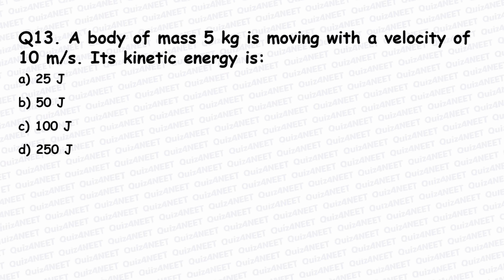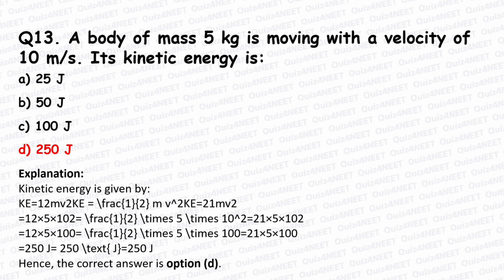Q13. A body of mass 5 kilograms is moving with a velocity of 10 meters per second. Its kinetic energy is: A, 25 J; B, 50 J; C, 100 J; D, 250 J. Answer: D, 250 J. Explanation: Kinetic energy is given by KE = 1/2 mv² = 1/2 × 5 × 10² = 1/2 × 5 × 100 = 250 J. Hence, the correct answer is option D.